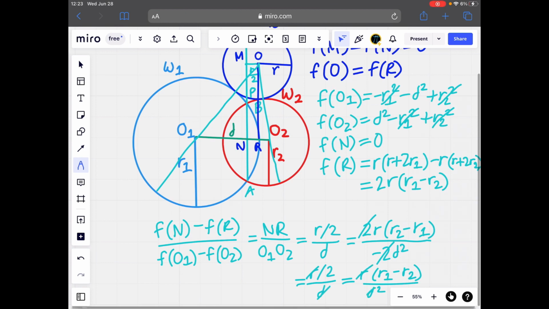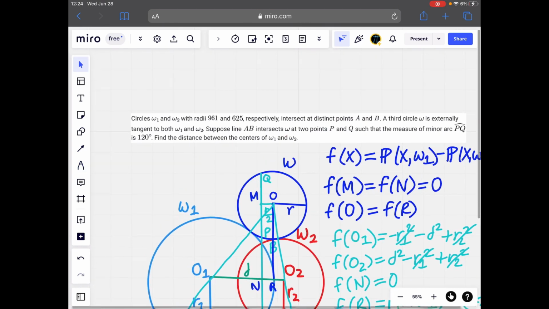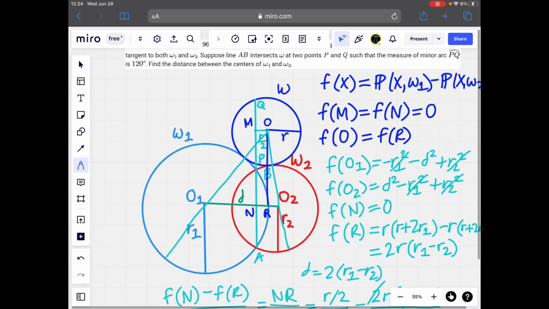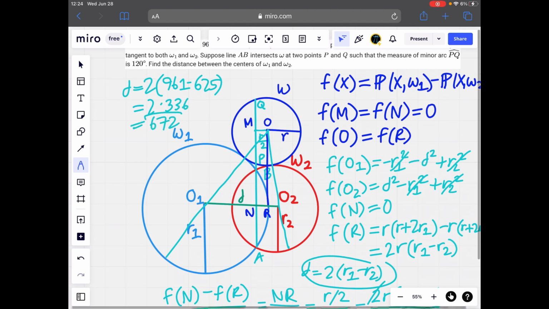And now we can cancel both R and D. We get that 1/2 equals R1 minus R2 over D. So D equals 2 times R1 minus R2. Looking back at the problem statement, they tell us R1 equals 961 and R2 equals 625. So using D equals 2 times R1 minus R2, we get that D equals 2 times 961 minus 625, which is 2 times 336, or 672.